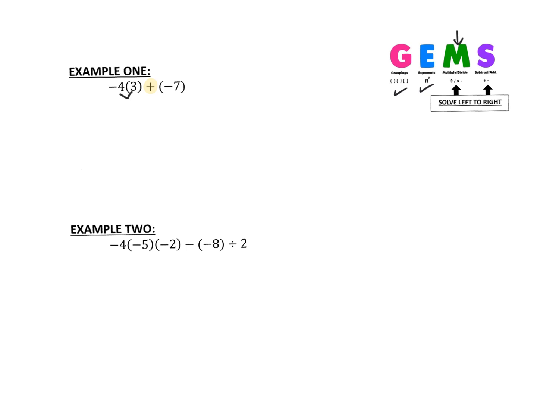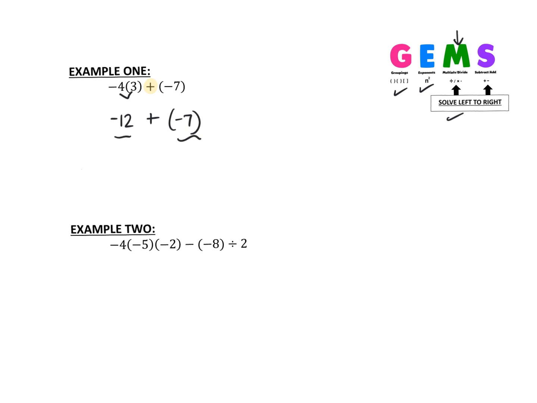I do. When 2 numbers are right next to each other, that means multiply. So let's go ahead and do -4 times 3. So -4 times 3 gives me -12. Okay, then I have plus a -7. Okay, so there's no more multiplying and dividing, so I'm done with that step. Now I go on to add and subtract, and I see adding.